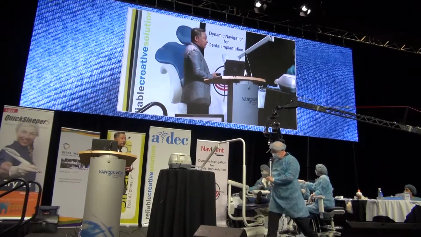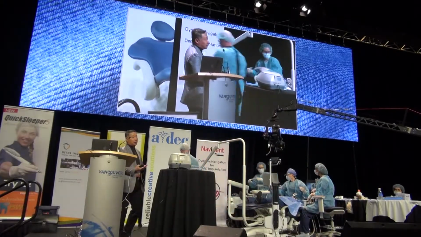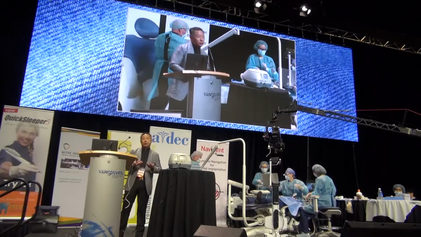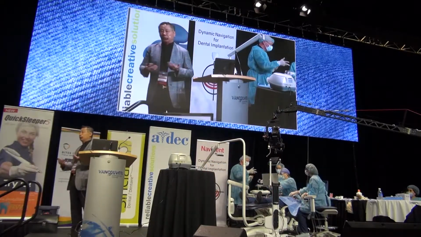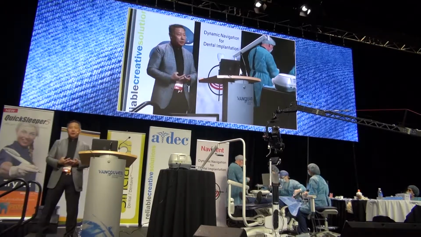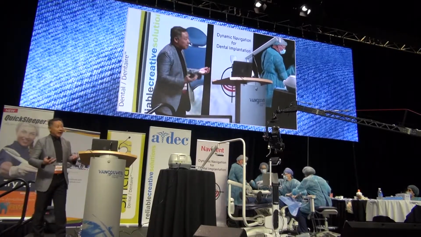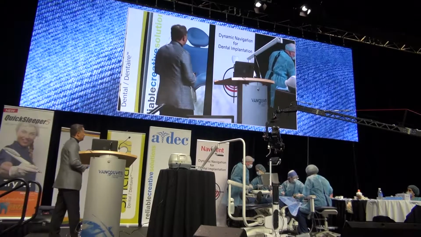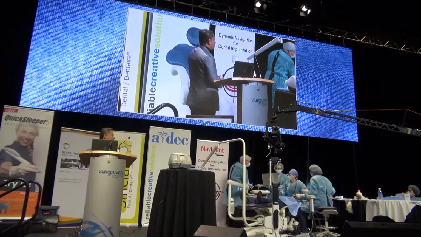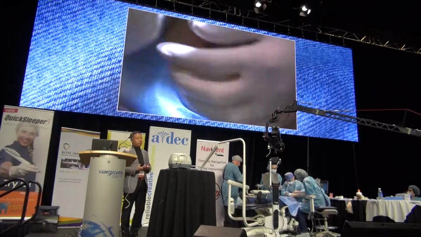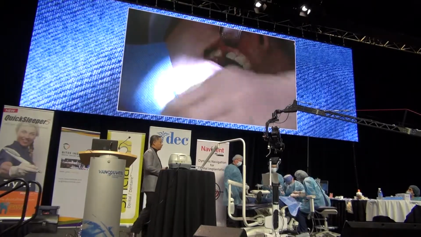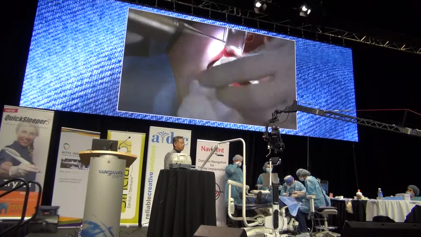So we try our best to maintain the soft tissue profile. That means it's a flapless procedure. We try our best to preserve the buccal plate integrity, meaning minimizing the chance of a dehiscence or fenestration in that area. So what we want to do is try to take the tooth out truly atraumatically and preserve the hard and soft tissue.